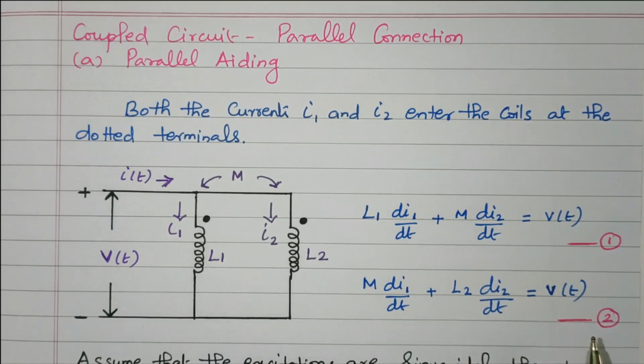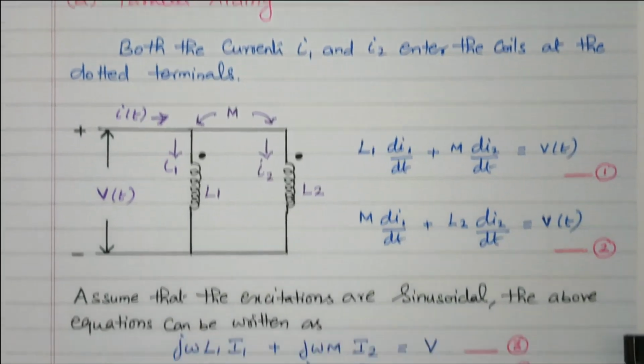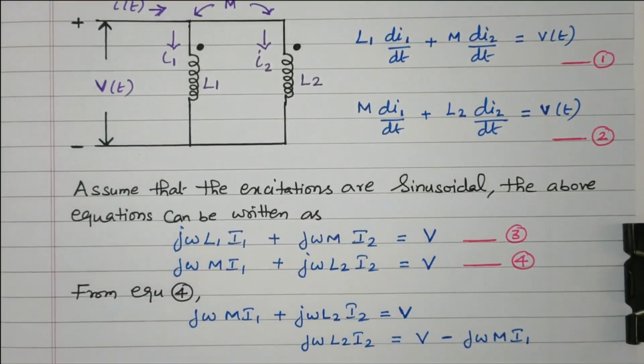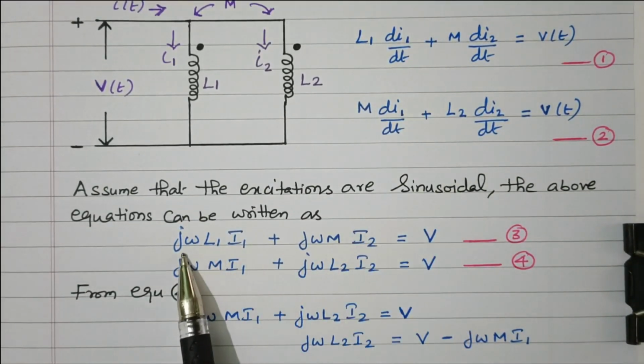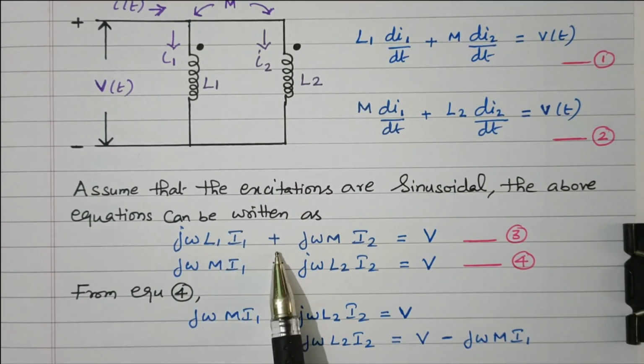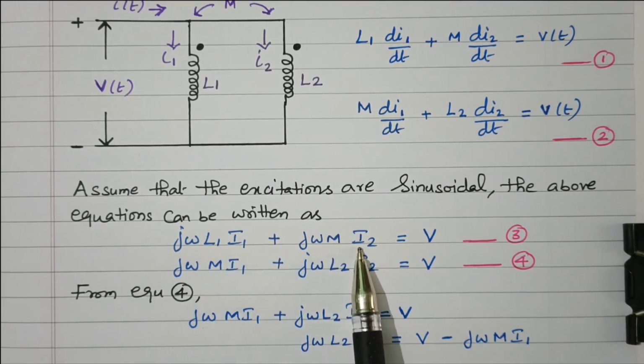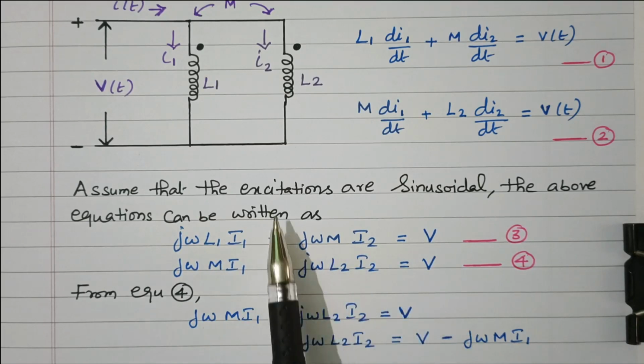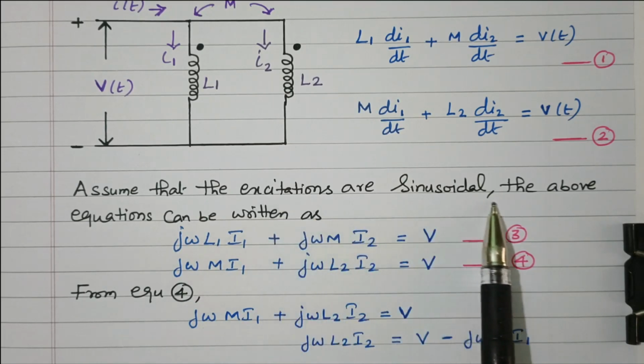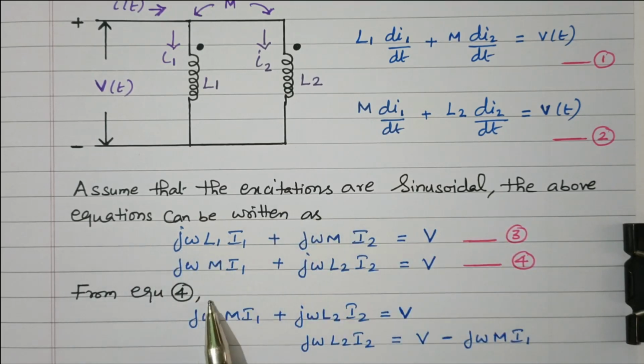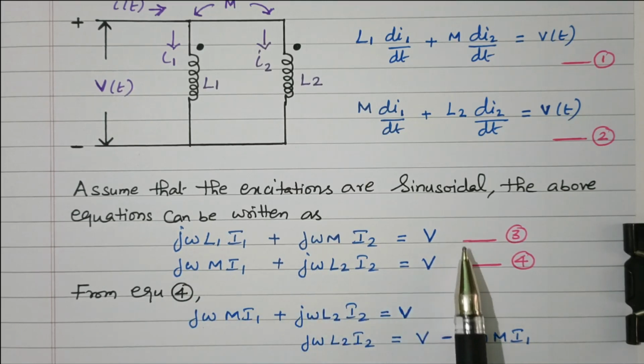The same thing we can write in sinusoidal form. Since the excitations are sinusoidal, equation 1 can be written as j omega L1 I1 plus j omega M I2 equal to V. Similarly, equation 2 is written as j omega M I1 plus j omega L2 I2 equal to V. We take these as equation 3 and 4.